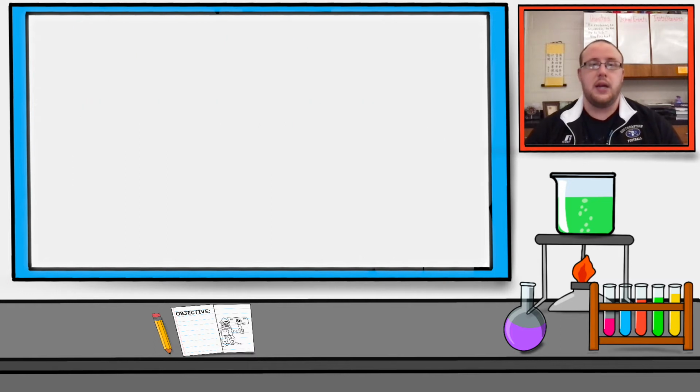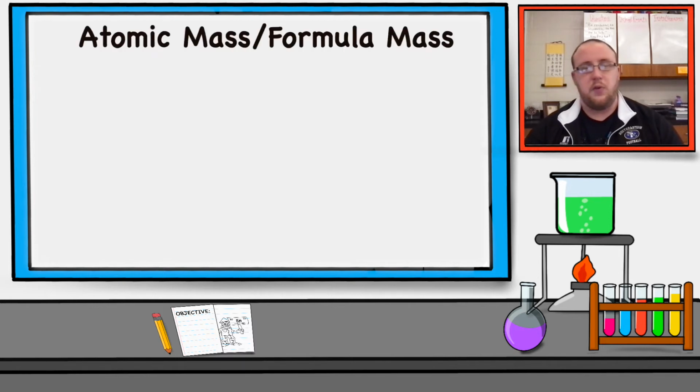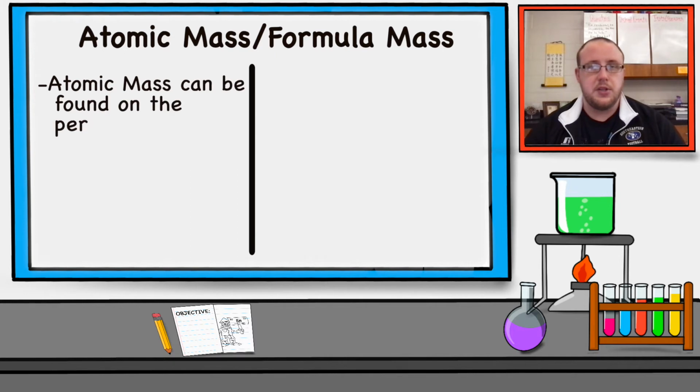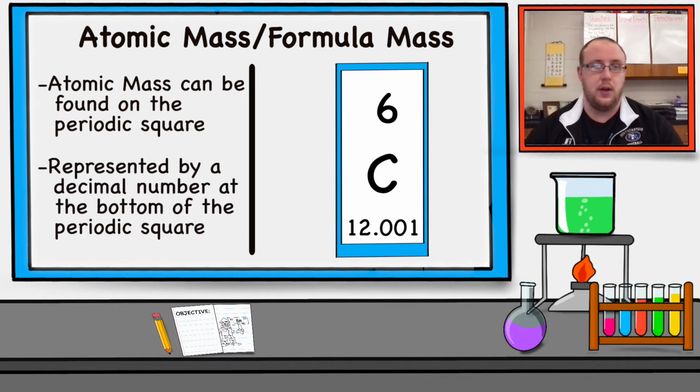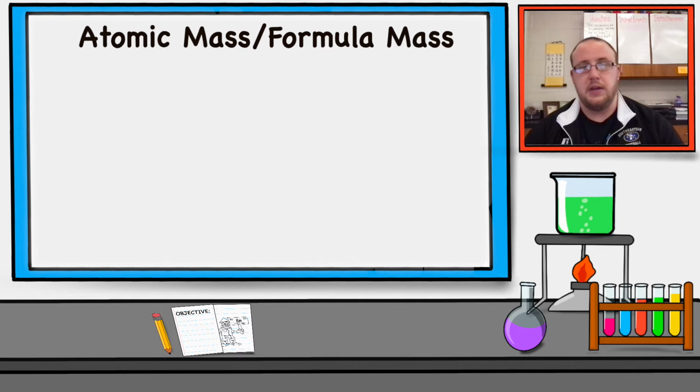So in order to measure an atom or compound, we need to be able to numerically represent that measurement. So we are going to start off with first measuring the mass of an atom or compound using the atomic mass. As we have learned in prior units, the average atomic mass for a single element can be found on the periodic square. It usually is represented by a decimal number at the bottom of each square. For example, the element carbon has an average atomic mass of 12.001 atomic mass units. This makes it easy to determine the atomic mass of a single element. But what about if we have a compound like carbon dioxide? How do we figure it out then?